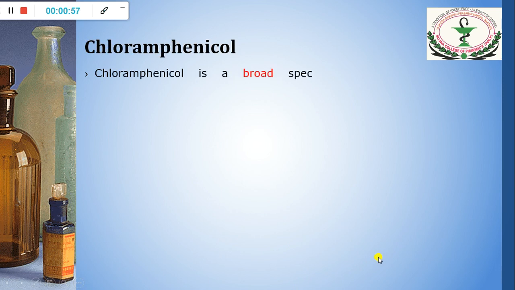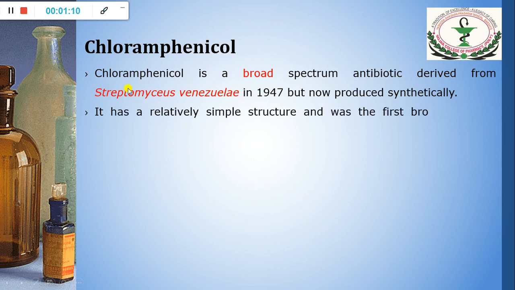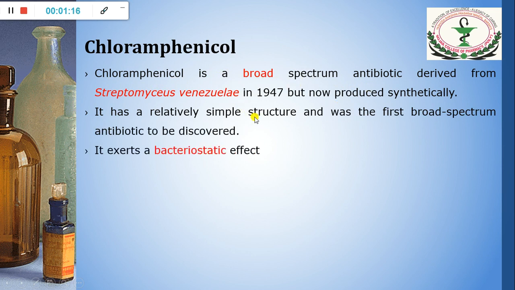Chloramphenicol is a broad spectrum antibiotic which was derived from Streptomyces venezuelae in 1947. But nowadays it can be synthesized in the laboratory. It has a relatively simple structure and was the first broad spectrum antibiotic discovered, and it exerts a bacteriostatic effect on bacteria.